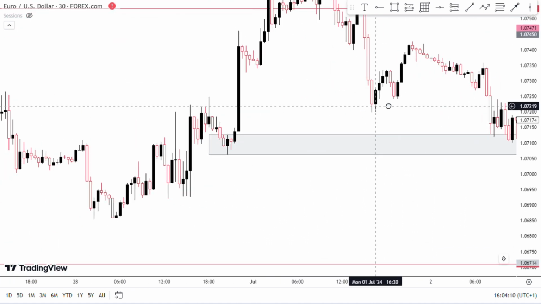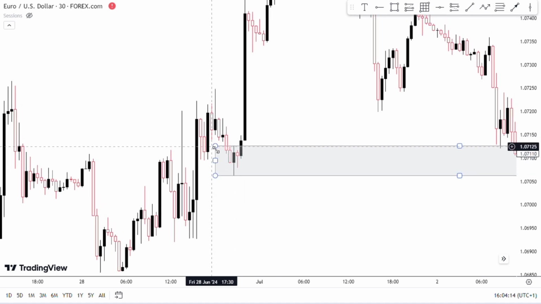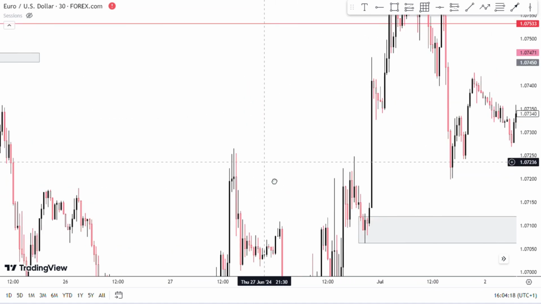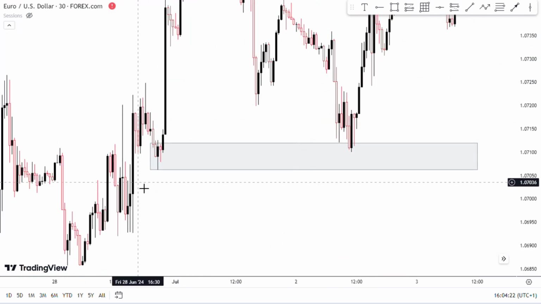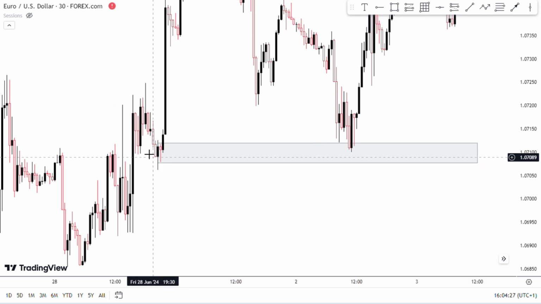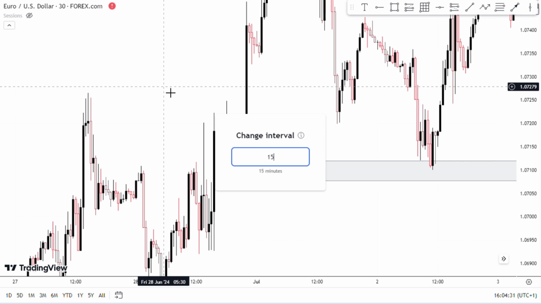So on the 30 minutes time frame right here, you can see this is the order block. Can you see it? This is the last bearish candle before price moved up. You can see the impulse movement that ended up breaking all these highs. So you're going to make use of this particular order block here. Can you see this is the last bearish candle? So you can also go down to 15 minutes. So let's just stop at the 15 minutes time frame.